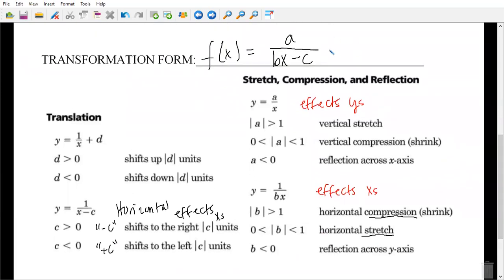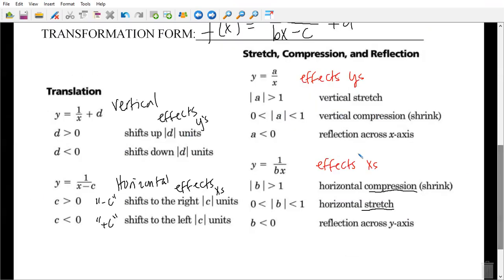And then finally is our d, and that's our vertical movement. It affects our y's. If it looks like plus d, I'm going up. If it looks like minus d, I'm going down. Another thing to note is what affects your asymptotes. Your d value affects your horizontal asymptote. Your c value affects your vertical asymptote.